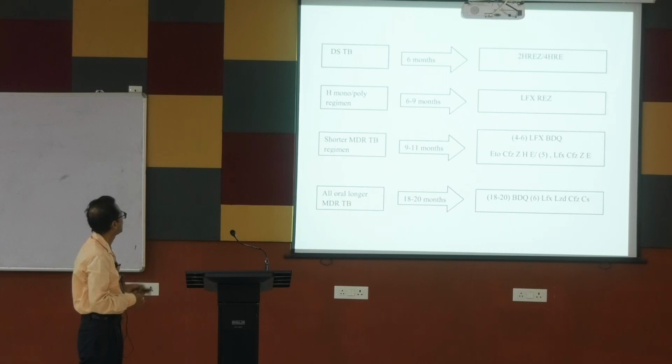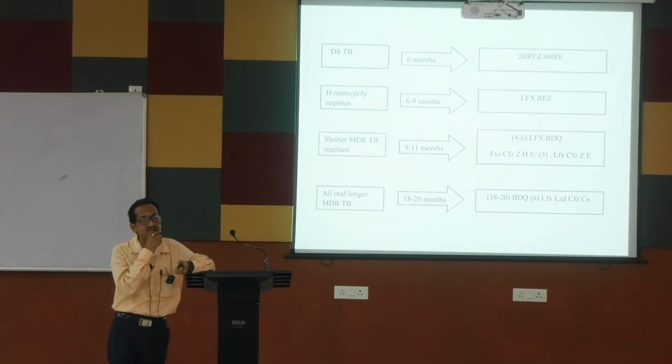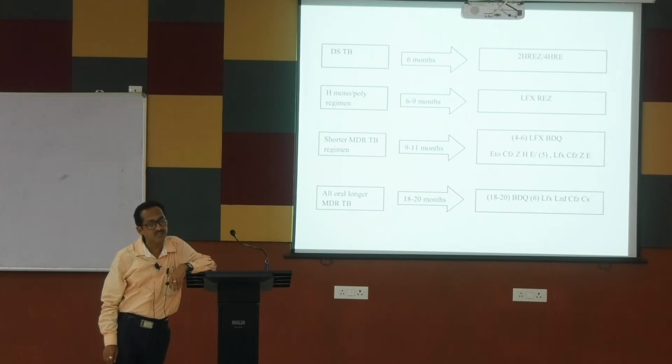Next, H mono or polyresistant, that is only INH resistant. How will you know the resistance pattern, in which gene INH resistance is? How will you know the resistance? It is the katG gene.